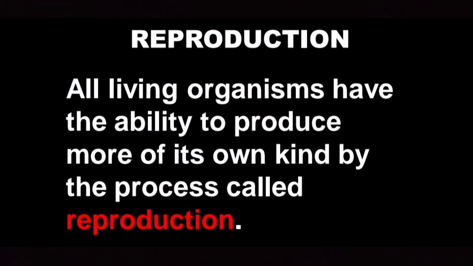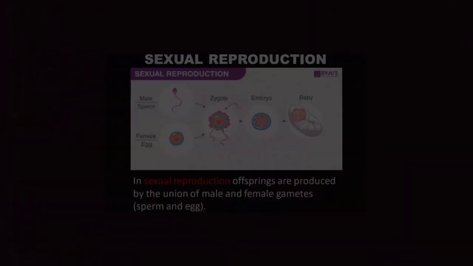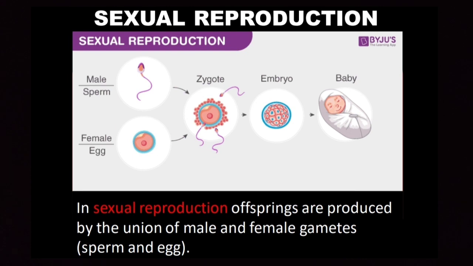Good morning, students. Today, the topic of our discussion is sexual reproduction. What is sexual reproduction? Sexual reproduction is the process in which two gametes, that is, male gametes and female gametes, are fused together to produce offspring of its own kind. In such cases, both sexes, that is, male sex organs and female sex organs, are needed to produce gametes.